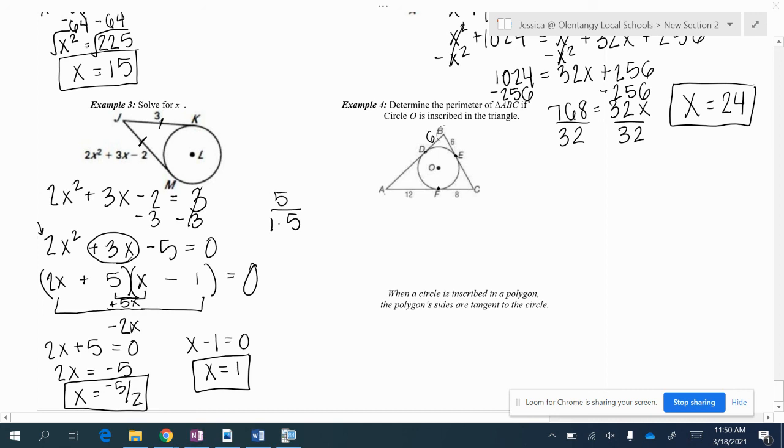Same thing here. AD is a tangent line, AF is a tangent line, and they're both sharing A. So if AF is 12, A to D is also 12. Then F to C, tangent line, E to C, tangent line, they're both sharing C, so this side right here is 8. Now to find the perimeter, I have to add up all the sides. So 6 plus 8 plus 8 plus 12 plus 12 plus 6, and my perimeter comes out to be 52.